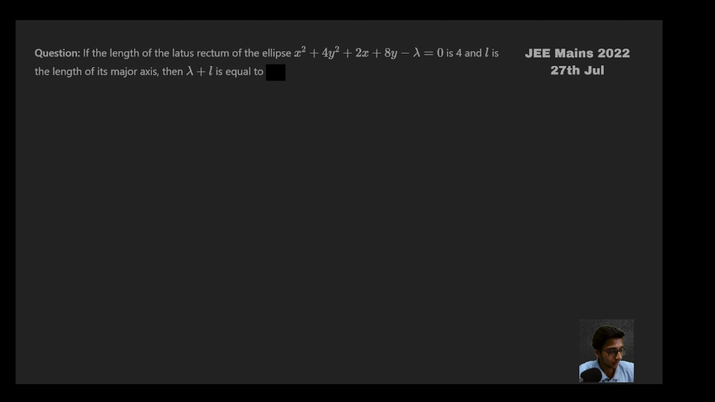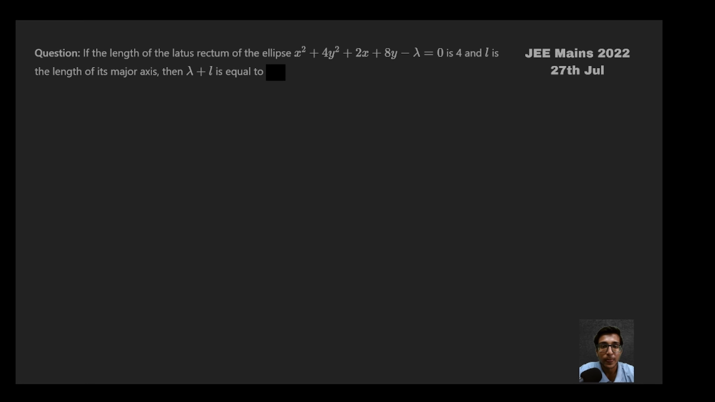This question was asked in JEE Mains 2022. If the length of latus rectum of the ellipse x square plus 4y square plus 2x plus 8y minus lambda is equal to 0 is 4, and L is the length of its major axis, then lambda plus L is equal to. So we have been given a standard ellipse which has a center in it.